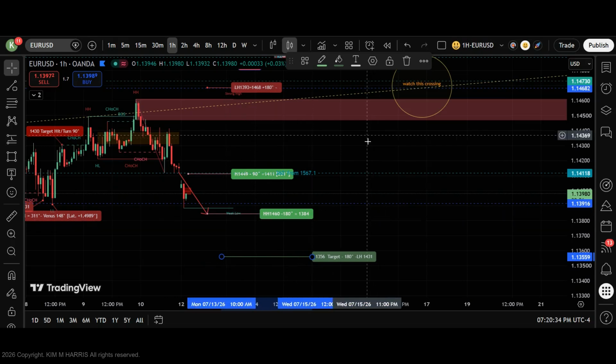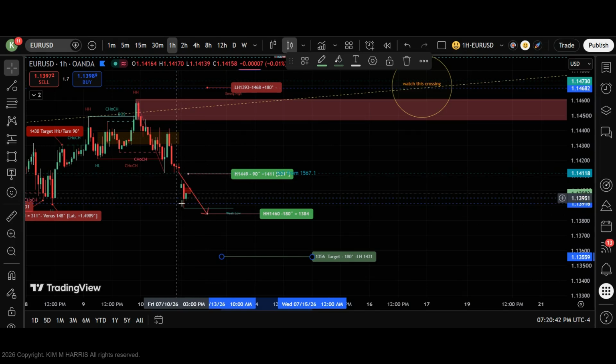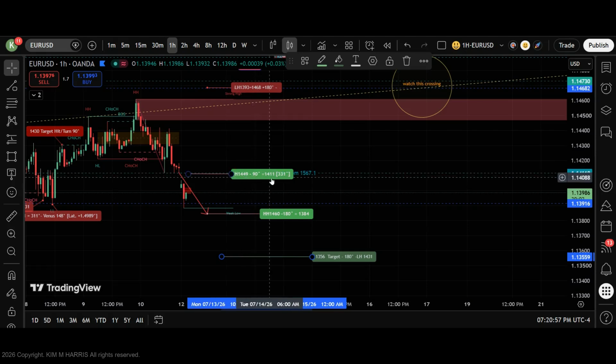Maybe both will be hit, but nonetheless, we've got a gap still that hasn't been filled that is required to be filled. So it's interesting. This is at 1411. The low on this candle is 1411. That's interesting because this 90 degree target at 1411 signifies to me, a 90 degree signifies to me a reversal. So however far down it comes, it's going to come back up to this target and reverse.